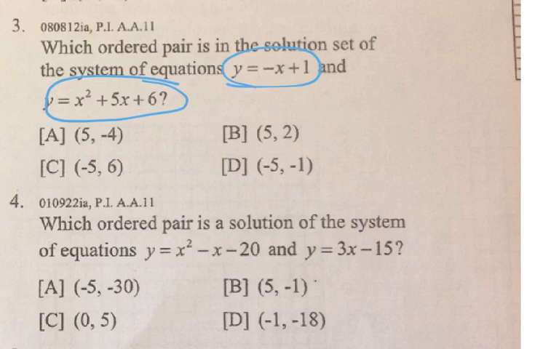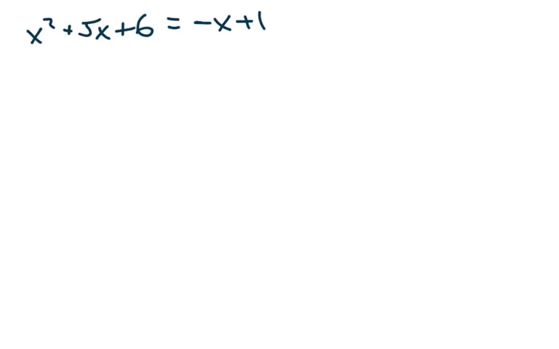Well, notice how they're both already equal to y. Follow the red. If they're both equal to y, logically, whatever is equal to y in both equations must equal each other. And that's how we're going to approach it. We're going to substitute literally one of the y's in for the other y. We call that the substitution method. And so here's what we got. Notice I took the x squared plus 5x plus 6, and because it equals y, and negative x plus 1 also equals y, they must equal each other. So here is my equation basically I'm going to solve.